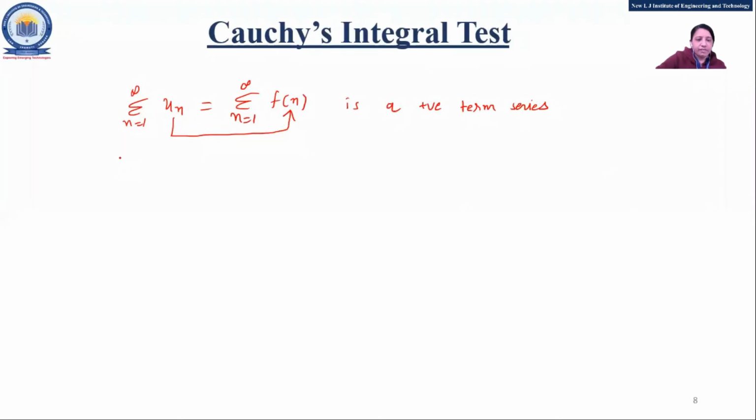And Fn is supposed to be decreasing as n is increasing. Okay, and you need to find out what? Integration from 1 to infinity. So here you are supposed to do the integration of f(x) dx equal to some variable, say L.